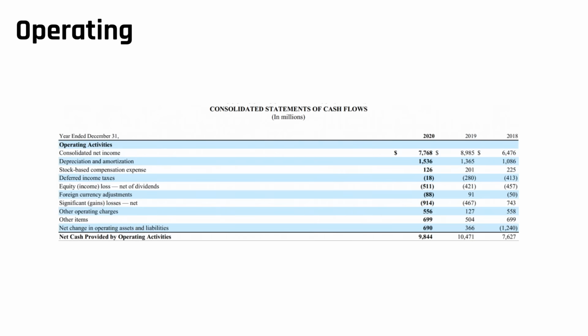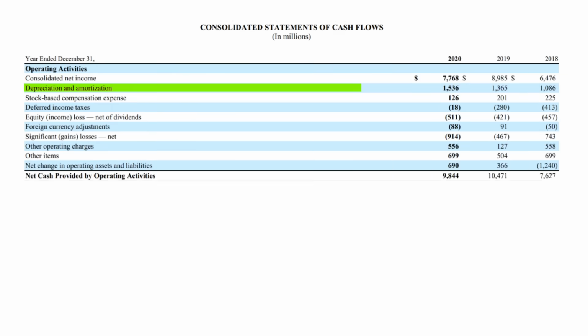After starting with net income at the top of the cash flow statement, the end goal of the operating activities section is to be able to calculate net cash provided by operating activities, commonly referred to as operating cash flow for short. In between net income and that operating cash flow line, there are a few important items I want to draw your attention towards. The first is the line item called depreciation and amortization.